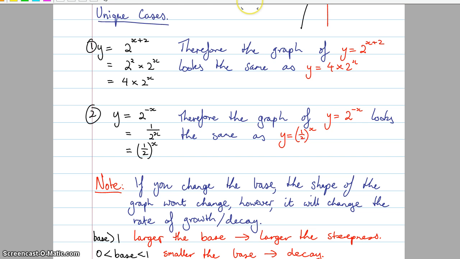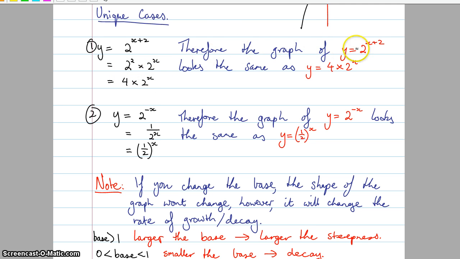Just a couple of unique cases that might occur. You don't have to know all this, but sometimes it can be a little bit helpful to know all the little tricks. So if you have the graph of y equals 2 to the power of x plus 2, I can turn that into 2 different things, because when you multiply powers with the same base, you add the powers together. So I can turn this 2 to the x plus 2 into 2 to the power of 2 multiplied by 2 to the power of x, which ends up being 4 times 2 to the power of x.